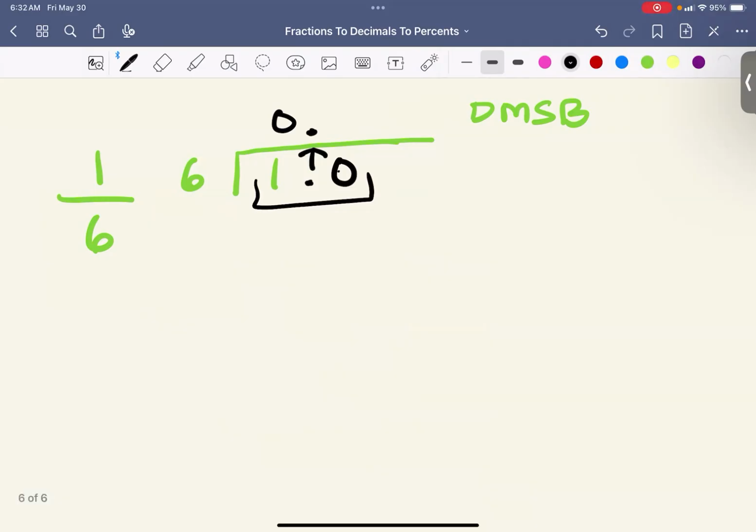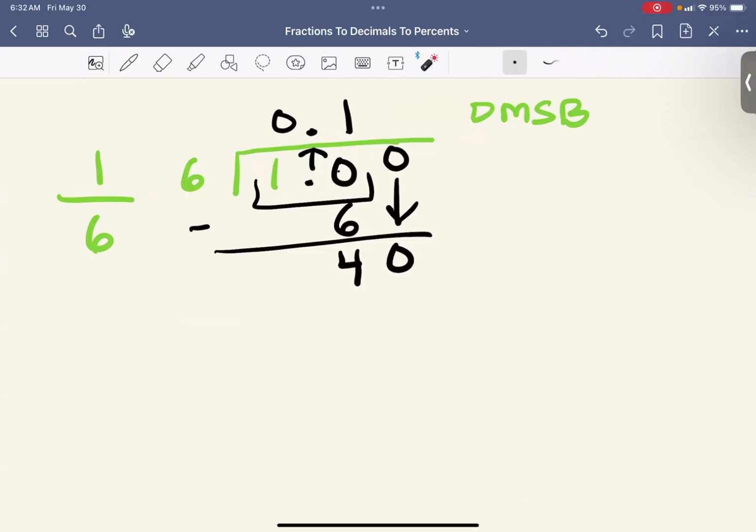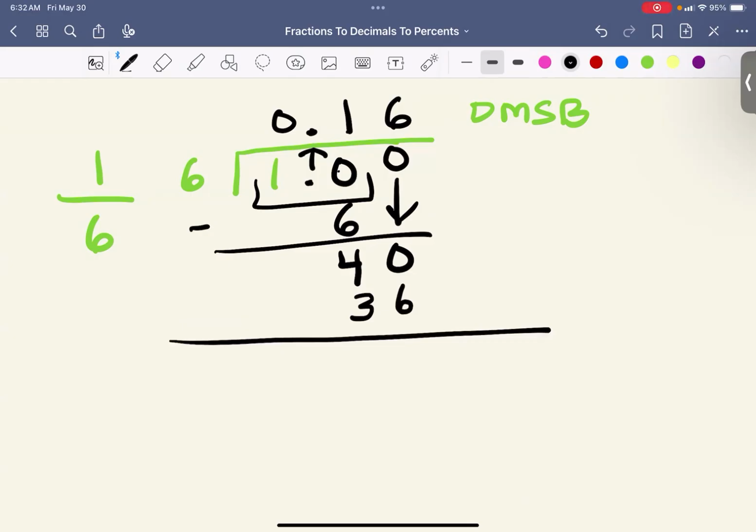6 can go into 10 one time. So I divided. Now I need to multiply. 1 times 6 is 6. 10 minus 6 is 4. I want to keep dividing. So I'm going to add a 0. Bring the 0 down. Now I can divide. 6 goes into 40 6 times. 6 times 6 is 36. So I multiplied. Now I need to subtract. 40 minus 36 is 4.